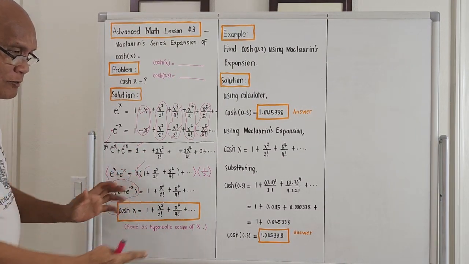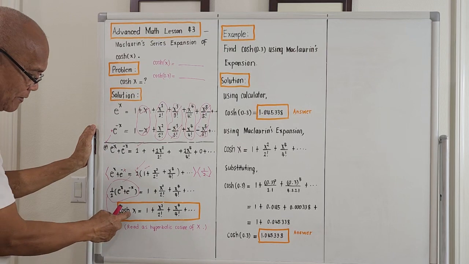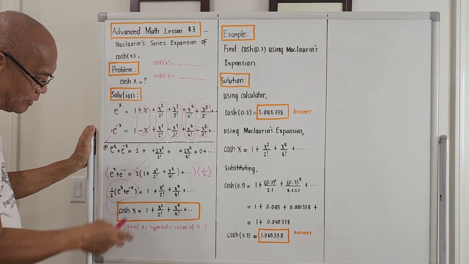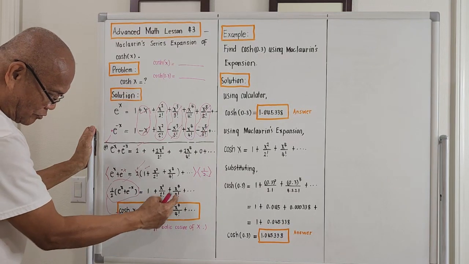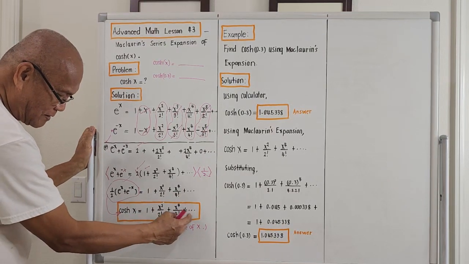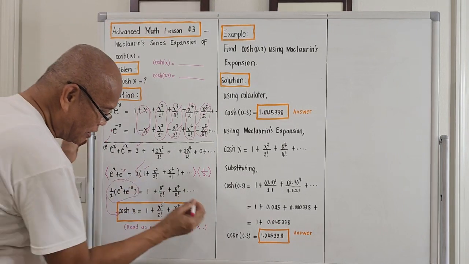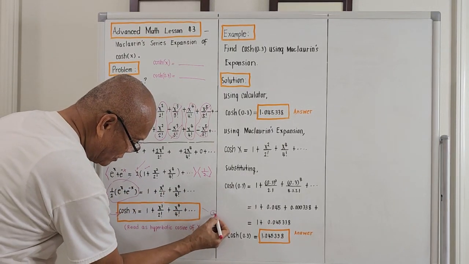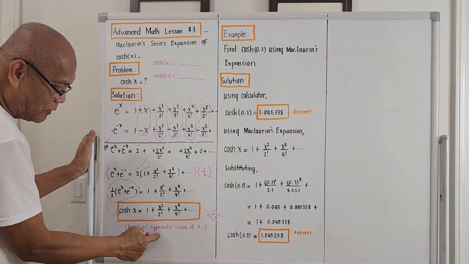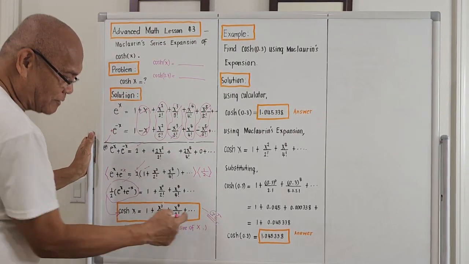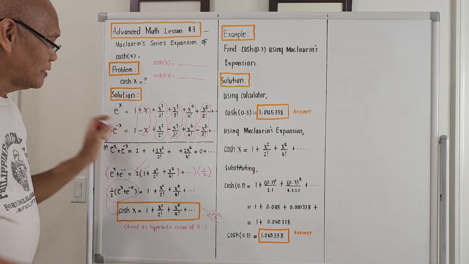So in general now, hyperbolic cosine of x will be equal to 1 plus x squared over 2 factorial plus x to the fourth over 4 factorial plus and so on. So this is now our general equation on how to take the value of hyperbolic cosine of x. So that's our answer, the first one.